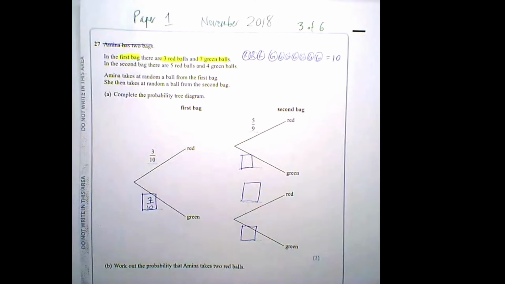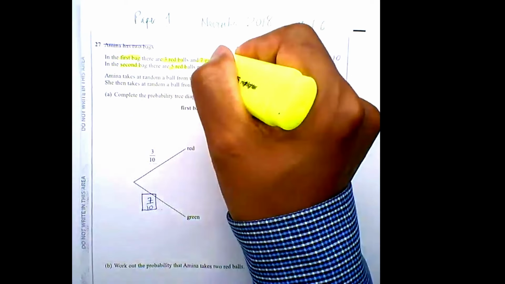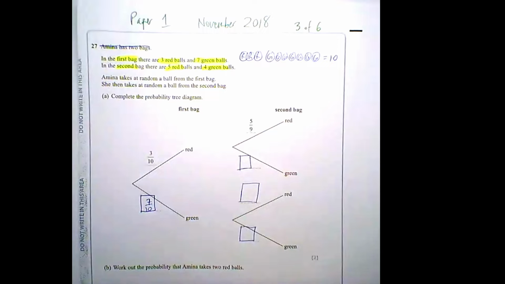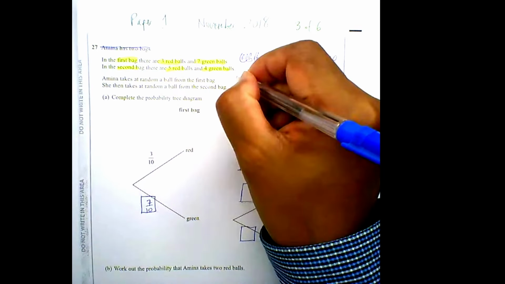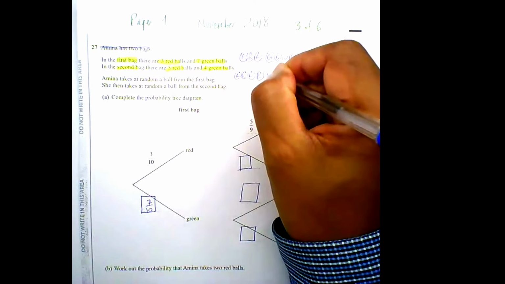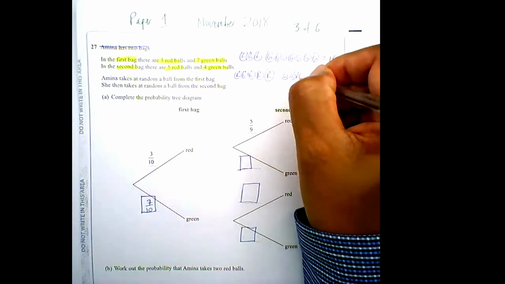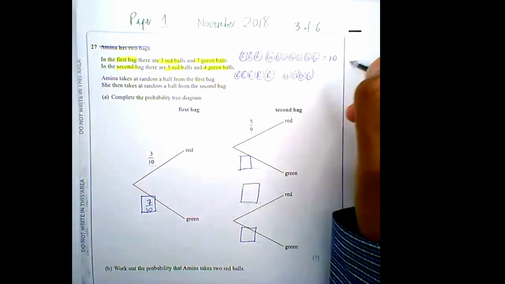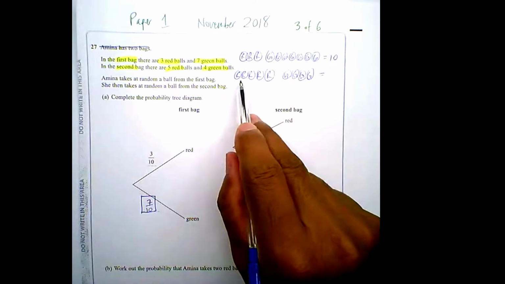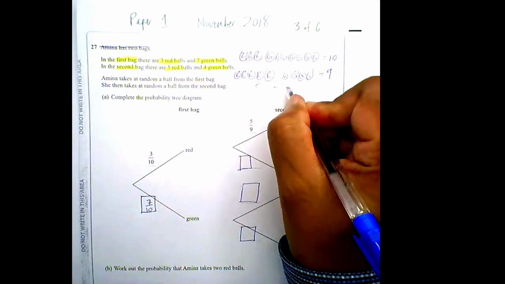Now let's go on to the second bag. In the second bag, there are 5 red balls and 4 green balls. So we can do the same thing again. We've got 1 red, 2 red, 3 red, 4 red, 5 red. And we've got 1 green, 2 green, 3 green, 4 greens. So altogether, I've got 9. You could just add them together as well. 5 plus 4 gives you 9.